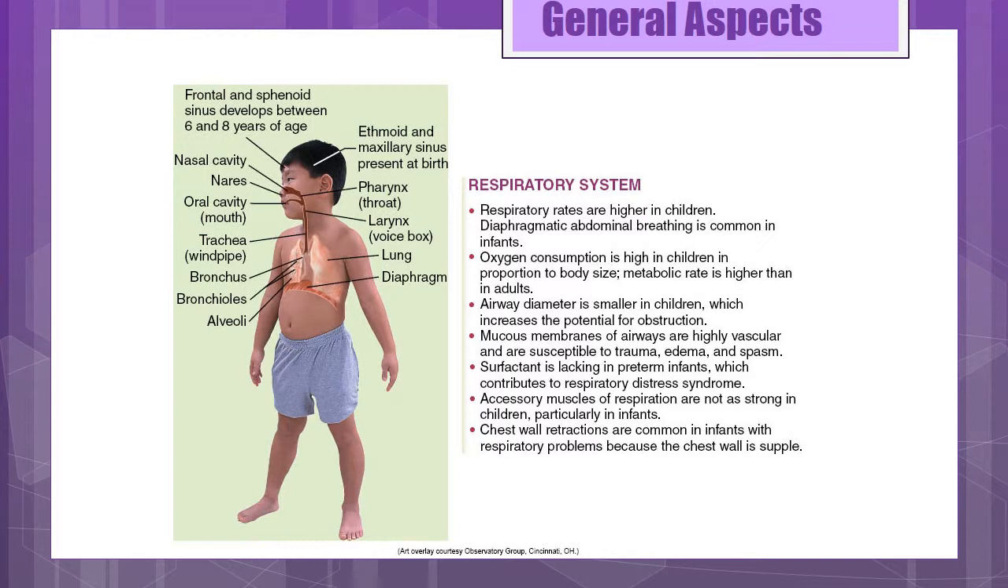Surfactant is lacking in preterm infants, which contributes to respiratory distress syndrome. Accessory muscles of respiration are not as strong in children, particularly in infants, and chest wall retractions are common in infants with respiratory problems because the chest wall is supple.